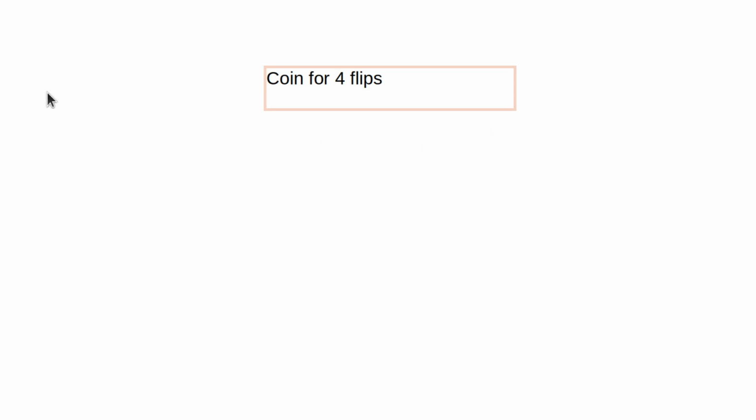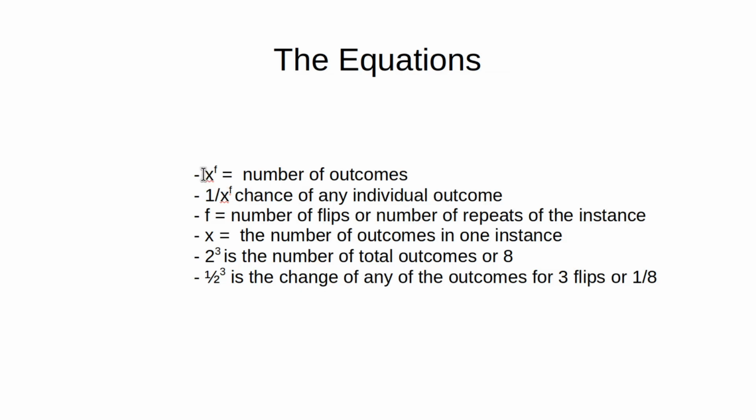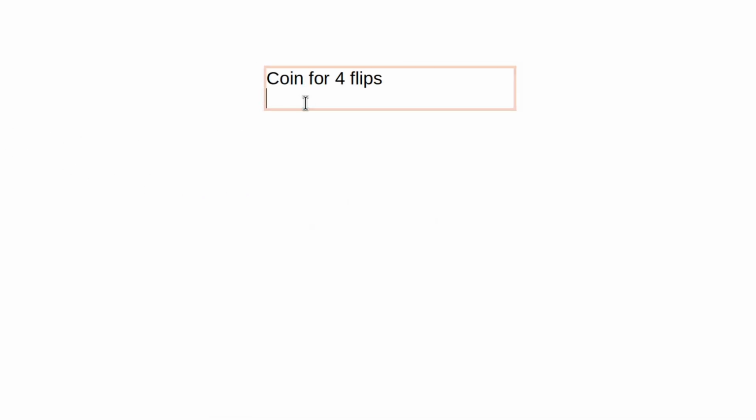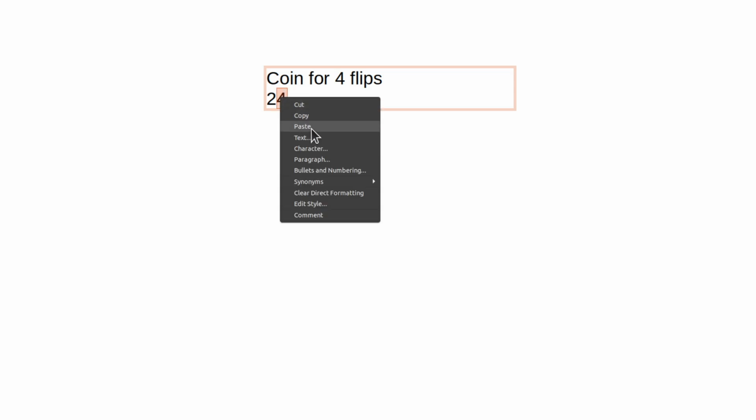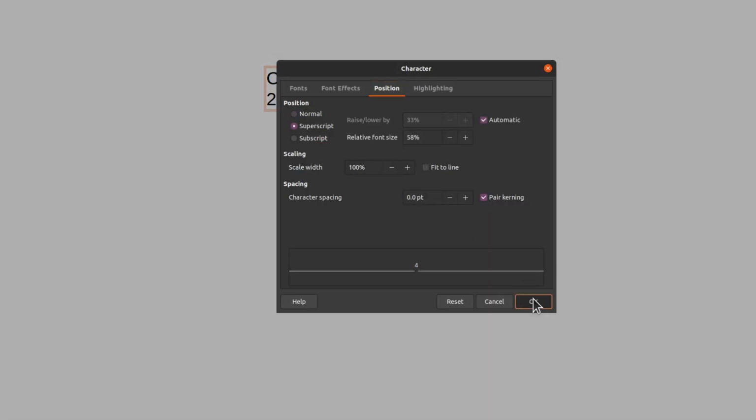So if we go back here, you can see that the total number of outcomes is equal to x to the f. So where x is the number of outcomes in one instance, like the total number of outcomes for one flip, so 2. And f in this case is 4. It's the number of flips in this case, or the number of repeats of the instance. So it would be 2 to the 4th. But wait a minute here, I have to change this to superscript.